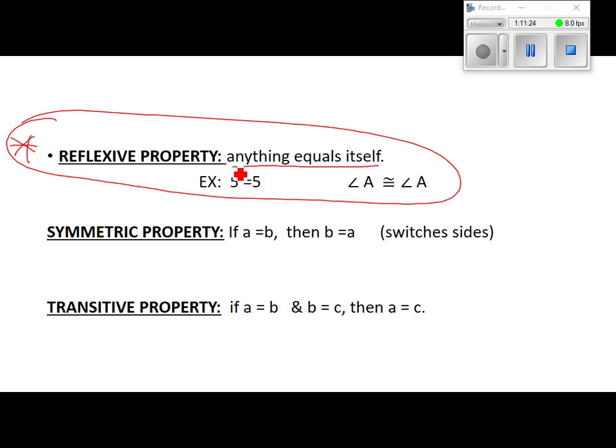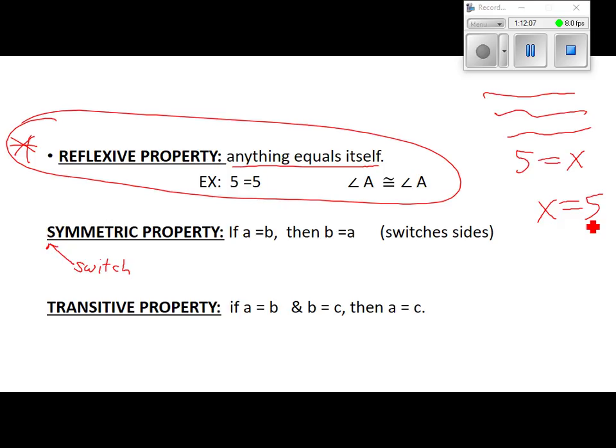Symmetric property. The way I remember symmetric property: what does symmetric start with? S. Guess what else starts with S? Switched. That's all you're doing with symmetric property. You used it a whole bunch last year, probably didn't even know. You were solving a problem, you got down to the bottom and it said 5 equals X, and then you wrote down your answer: X equals 5. You turned it around, you switched it. Symmetric property just says you can take an equation and turn it around and it doesn't change anything.